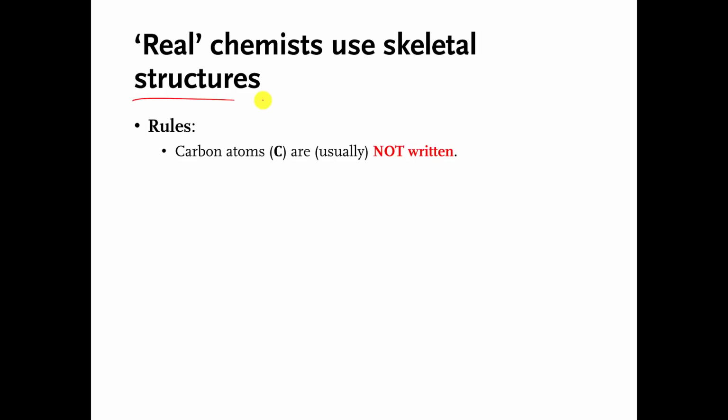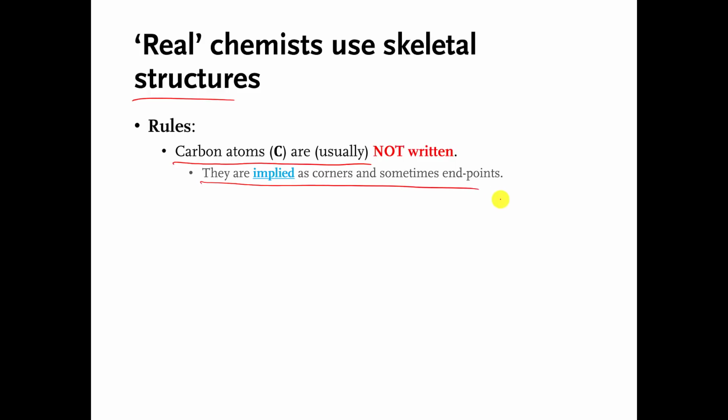Because organic molecules have a lot of carbon atoms, that means usually you end up writing the letter C a lot when you draw these molecules. So one of the rules for skeletal structures is you almost never write the letter C. There's another way of telling people where the carbons are. They are implied as corners and sometimes endpoints, and you'll see that in examples. So this doesn't necessarily have to make sense at the moment.